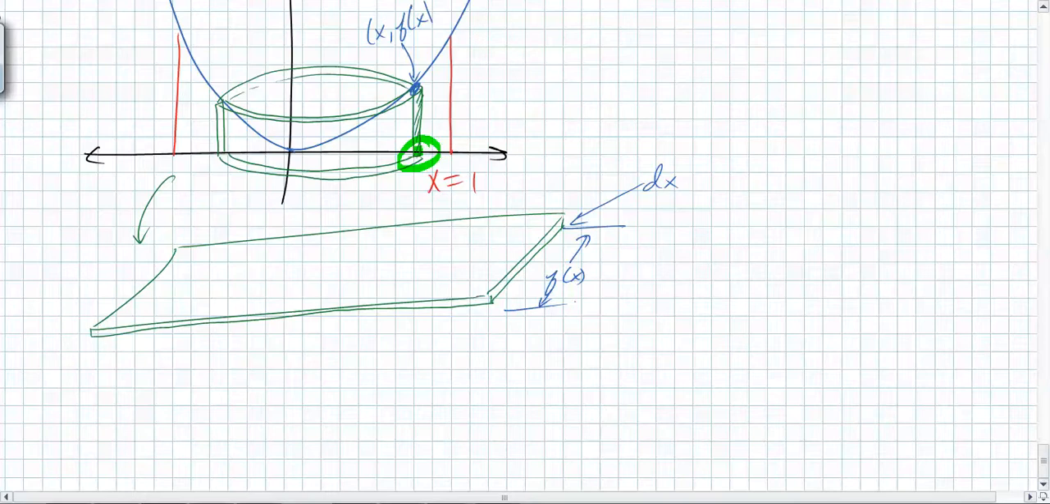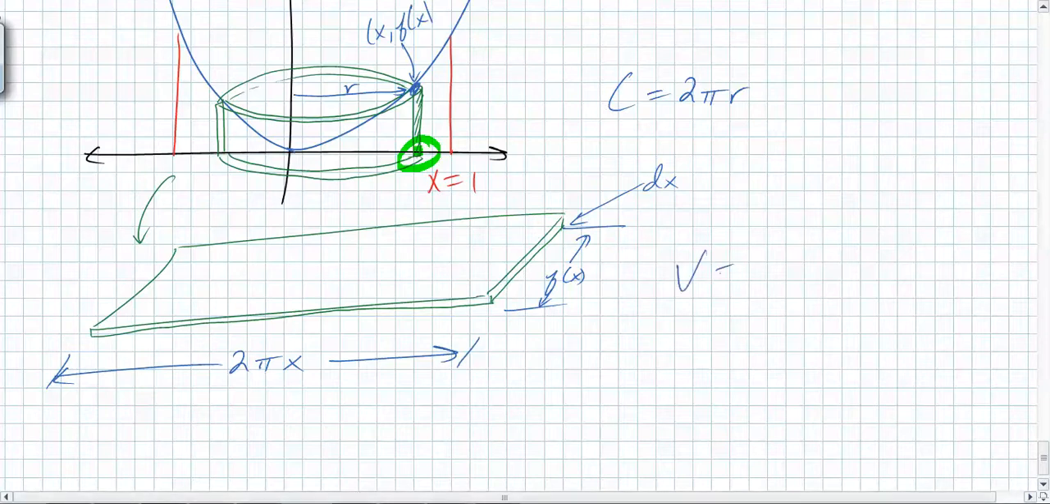Now, what does the length of this rectangular piece correlate to? It correlates to the circumference, right? How do you find the circumference of a circle? Circumference is 2 pi r. But in this case, what is the radius? It's just x. The horizontal distance from here to here is the radius, do you agree? The radius in this case is just x. So the circumference is 2 pi times x. So how do you find the volume of this three-dimensional sheet? Volume is 2 pi x times f of x times dx.